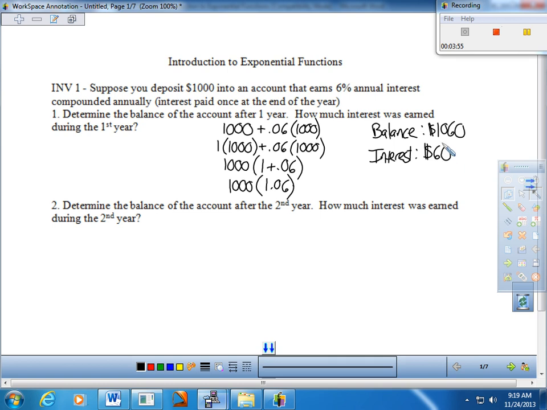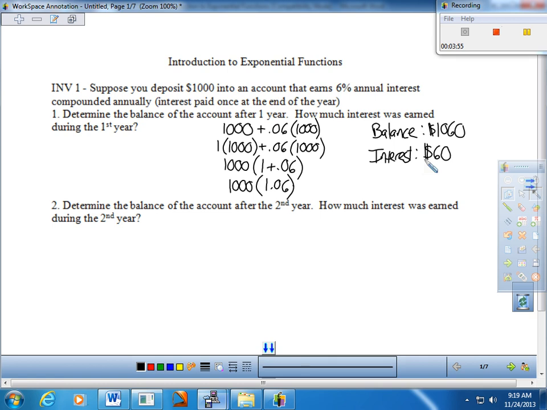Okay, looking good. We'll develop a couple things for the next year here. Obviously, number 2, determine the balance of the account after the second year and how much interest was earned during the second year. I guess I would ask you this before we even head into the calculation, the second part. Do you think we're going to earn $60 of interest during the second year? Do you think the interest earned is the same from year to year to year?